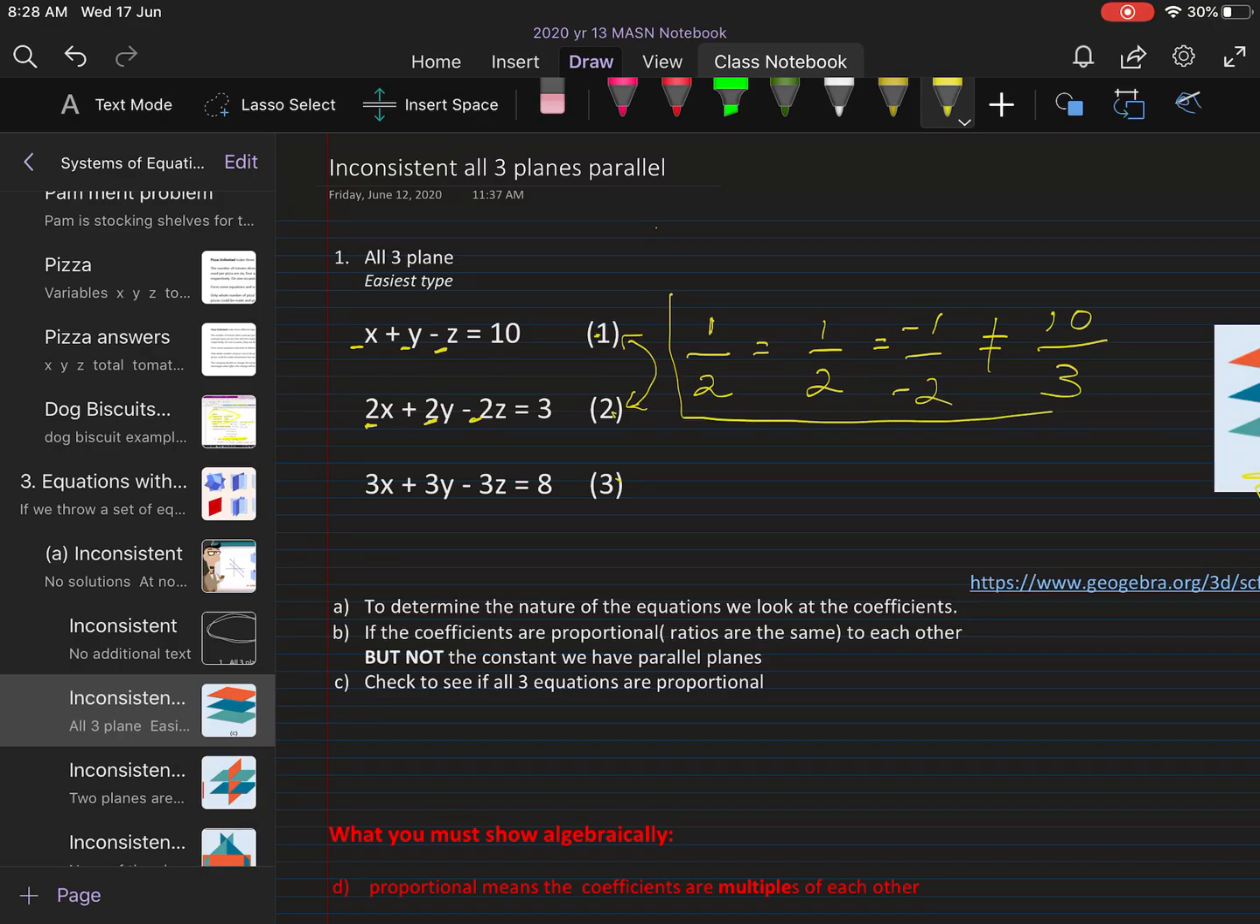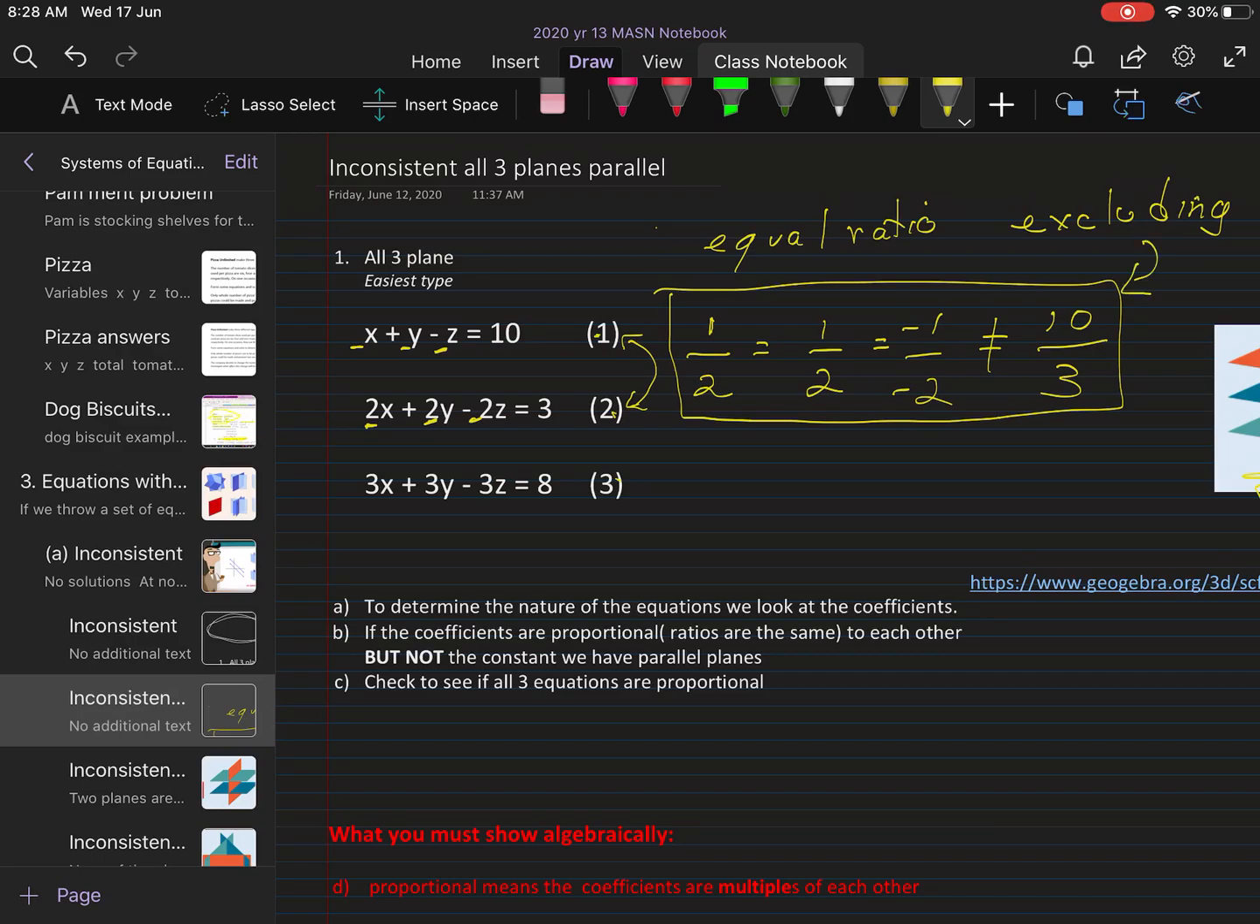So the ratios of the coefficients of equations 1 and 2 are 1 to 2, 1 to 2, 1 to 2. They are equal ratios, but excluding the constants, which aren't in proportion. So we have to test that. What that tells us is that when we have equal ratios but not for the constant, we get a parallel pair. So these two equations are parallel to each other.